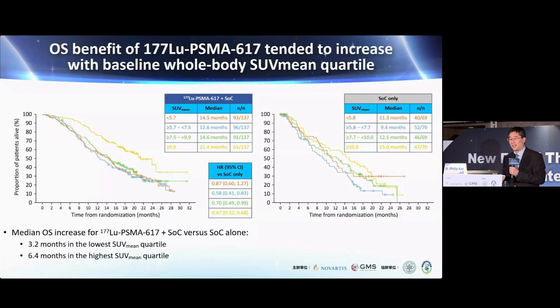We did a quartile analysis, and we compared the standard of care arm with the treatment arm. If you were in the bottom quartile, you still benefited. Your median overall survival was increased by 3.2 months. But if you were in that top quartile, it was double, 6.4 months. But even that bottom quartile still benefited. And again, these are patients that had already passed through the PSMA PET VISION criteria, so patients with large PSMA PET negative disease had already been excluded.